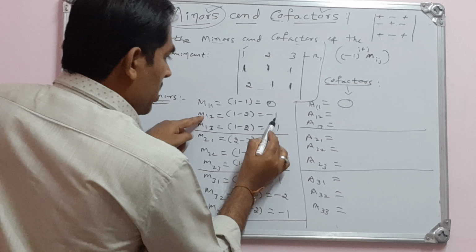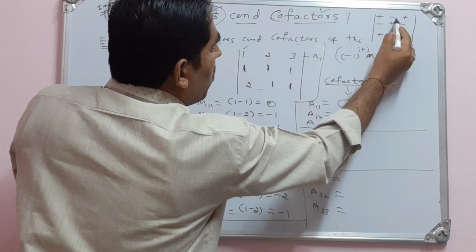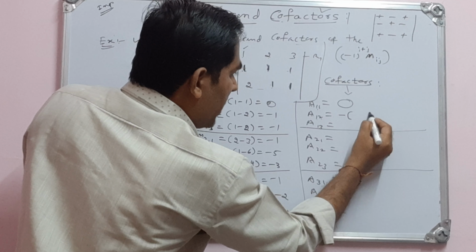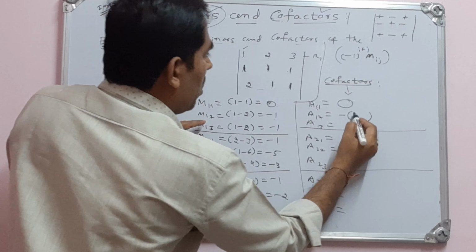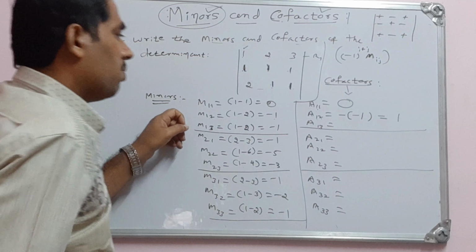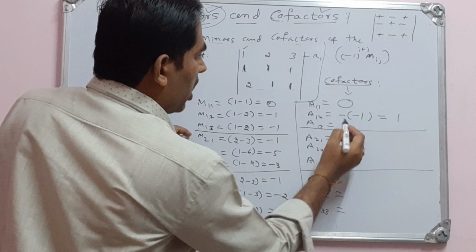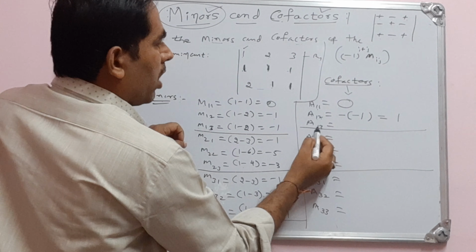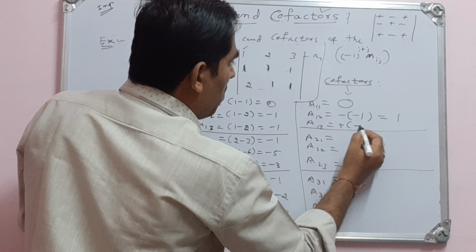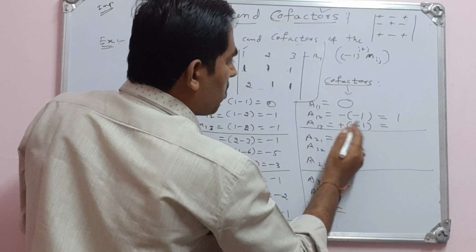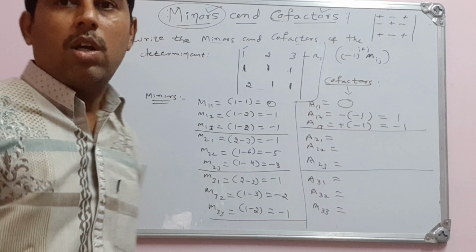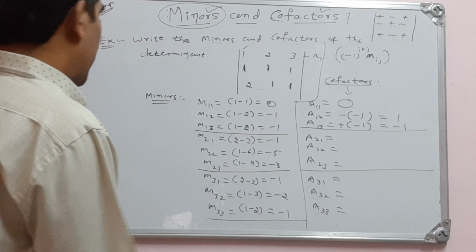Next, the element is minus 1. Then A12 will carry a minus sign, which you put here, into the minor attached. The minor here is minus 1, so minus and minus becomes plus, that is 1, positive. Then A13: 1 plus 3 is 4, which means a positive sign. The minor here is minus 1, so plus into minus gives minus 1. So 0, 1, minus 1. The first row is filled here.